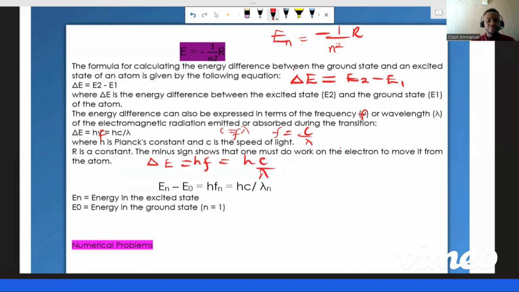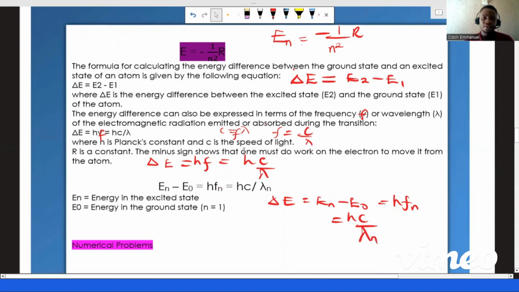So the energy difference, which is En minus E naught, will also give us hfn. And this fn tells us the frequency of the electron in that particular state.